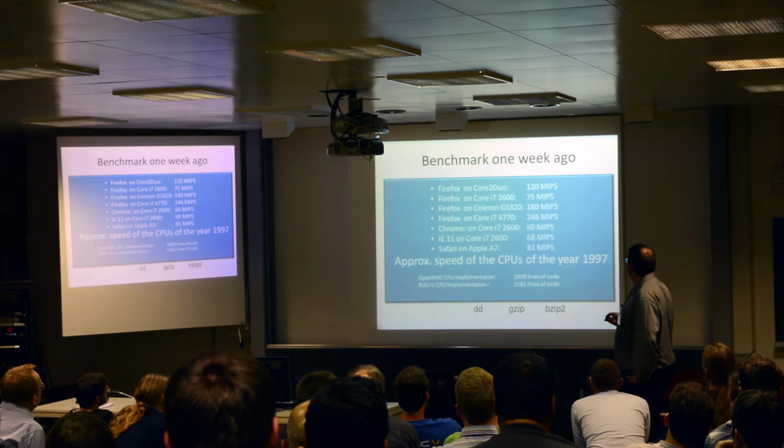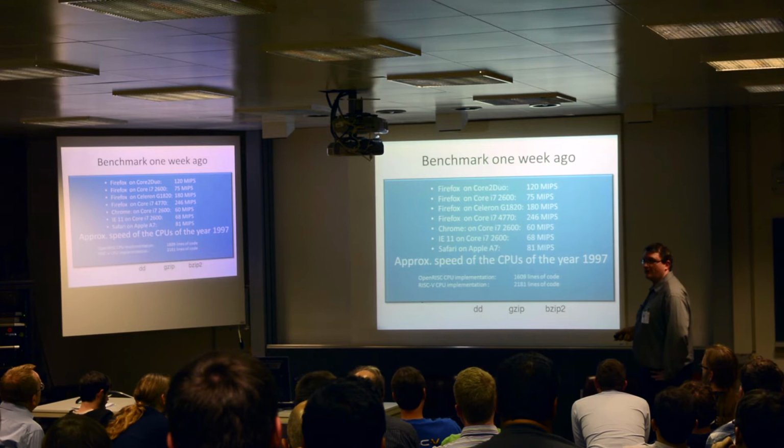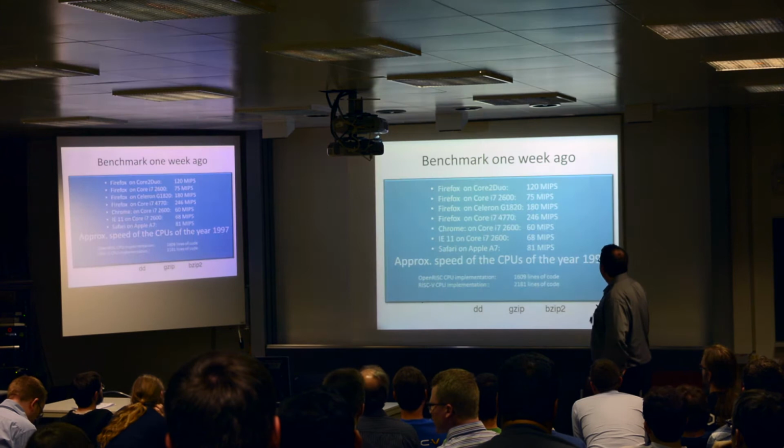And in principle, the speed is comparable to 1997, and we are talking about around 2,000 lines of code for the total implementation of RISC-V. You saw that RISC-V is a little bit slower here, and the reason at the moment is that you need more code to decode the instructions.